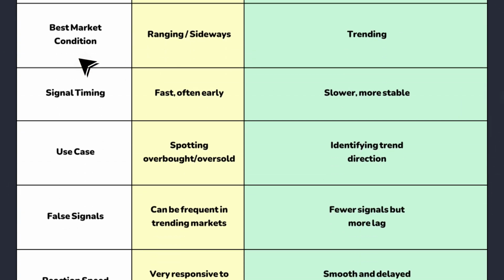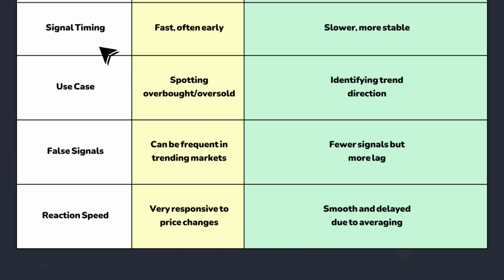When it comes to market conditions, RSI performs best in ranging or sideways markets where price fluctuates within a defined range. On the other hand, moving averages shine in trending environments where the price steadily moves in one direction. In terms of signal timing, RSI gives faster and often earlier signals. This can be great for catching quick moves, but it also comes with higher risk. Meanwhile, moving averages generate slower, but more stable signals, offering reliability over speed.